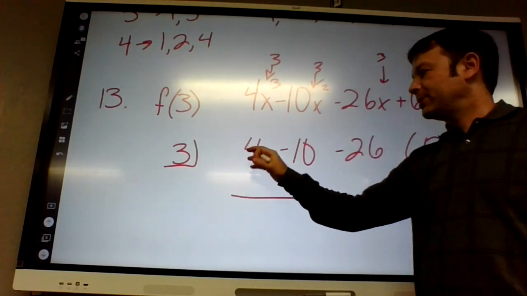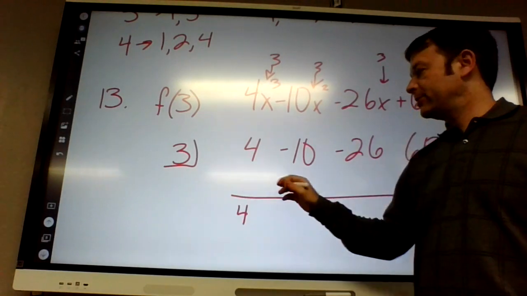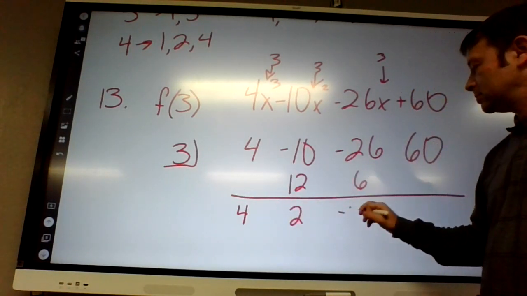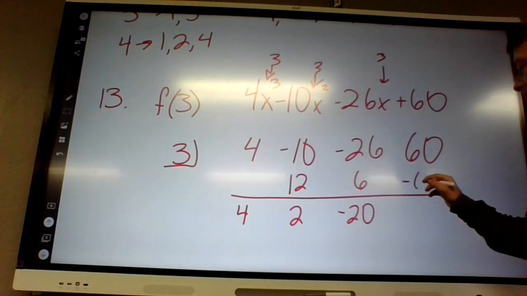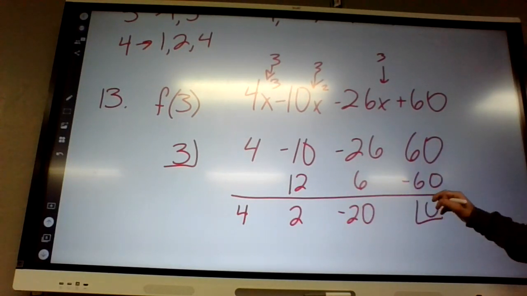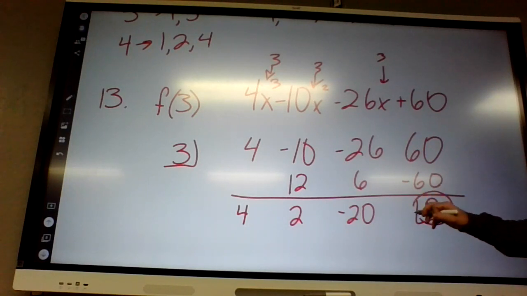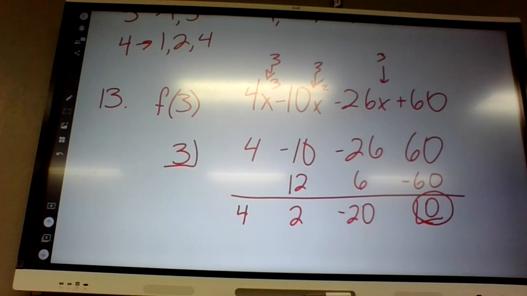So yeah, show your work. Add down 4, multiply up. Okay. So f of 3 is 0. If we plugged it in normally, you could check it that way, but yeah, it equals 0.